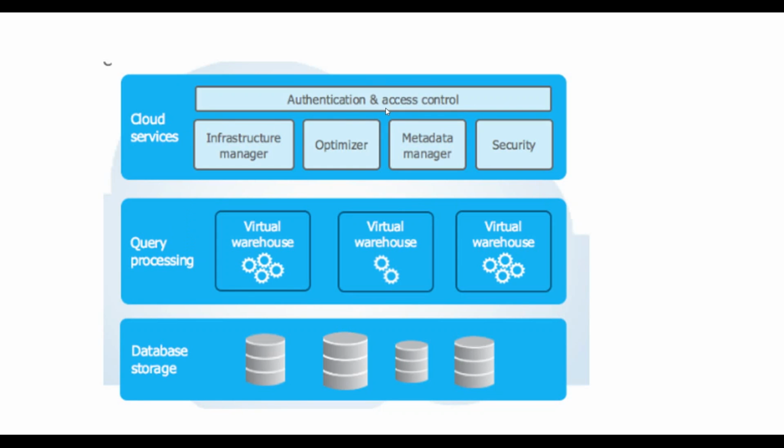And access control. If you want to log in using a username and password, or some other way, if you want to put access control over the account, that will be taken care of by the cloud services layer. And infrastructure management. As I said yesterday, in cloud services there will be no infrastructure management by you. It will be taken care of by Snowflake by default. So the cloud services layer of the Snowflake architecture will take care of infrastructure management. And the optimization, query optimizing and metadata optimizing, everything will be taken care of by cloud services.